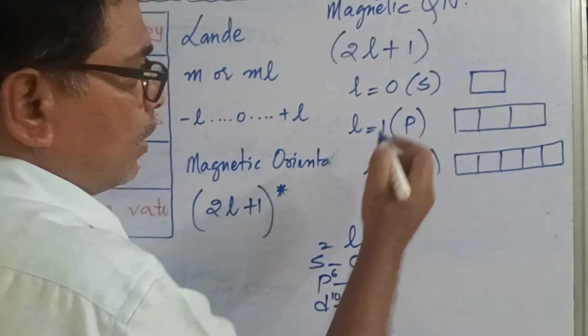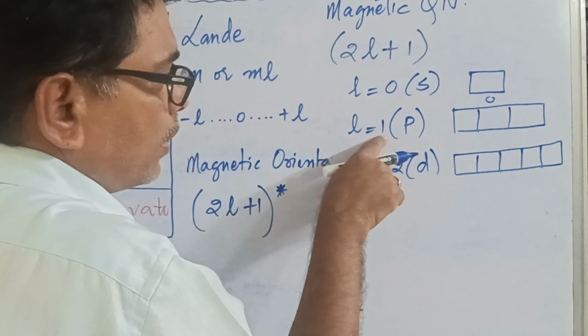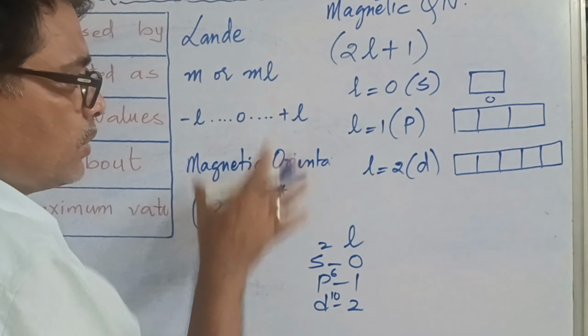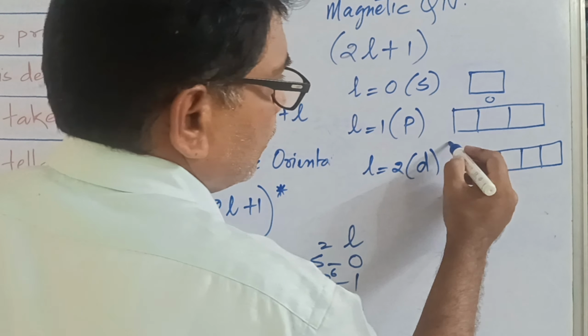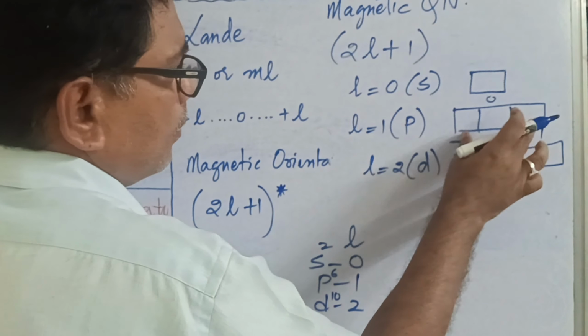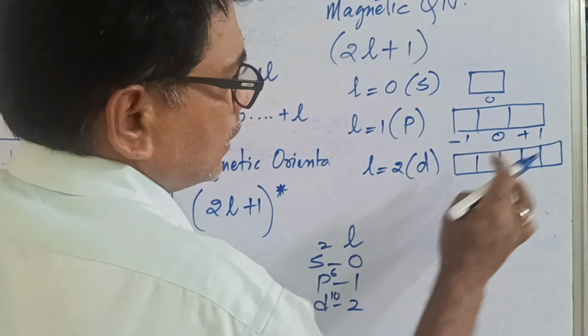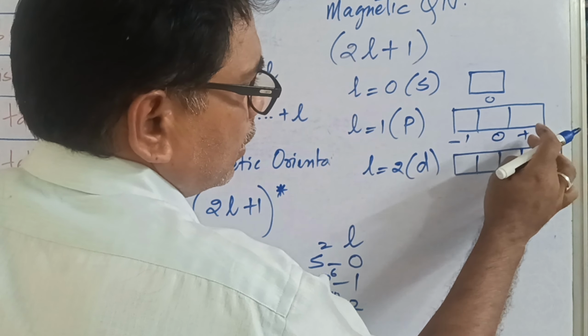Now next again, L is equal to 0. So okay, the magnetic orientation is 0. L is equal to 1. This is told in the same concept. It is told that the value should start with minus and end up with plus. Same L value, because your L is 1. So I started with minus L and ended with plus L. That is minus 1, 0 and plus 1.